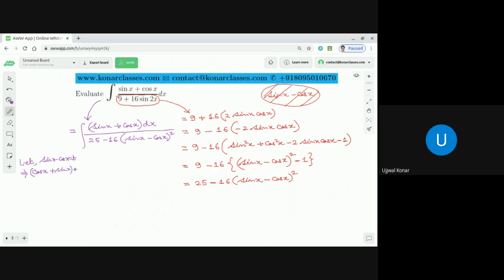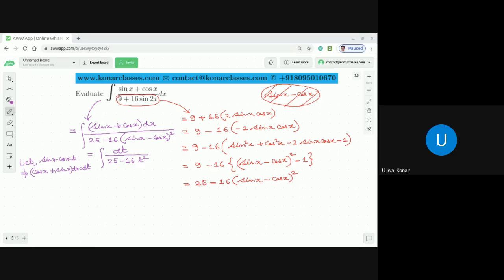dx is equal to dt. Correct or not? So finally we get this is equal to the integration of dt divided by 25 minus 16 t square. Now it's very simple, na?